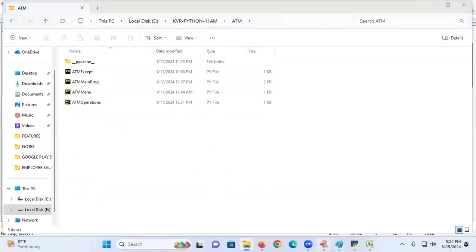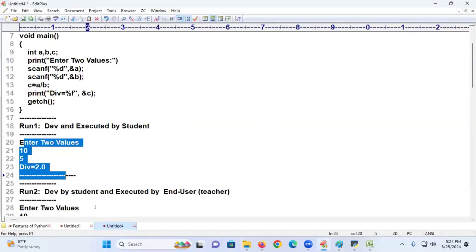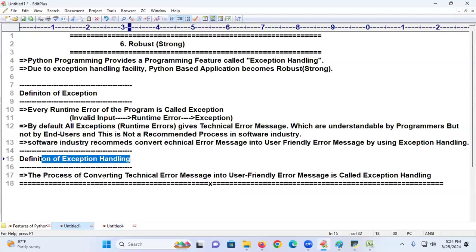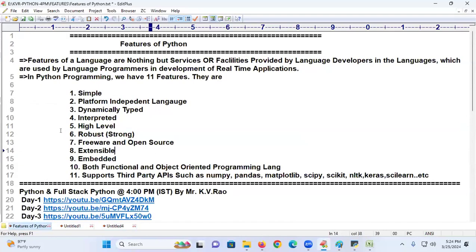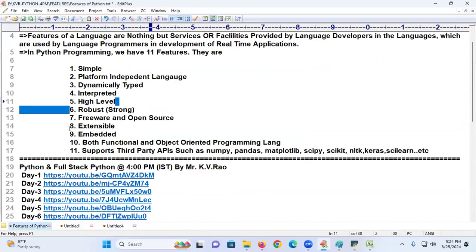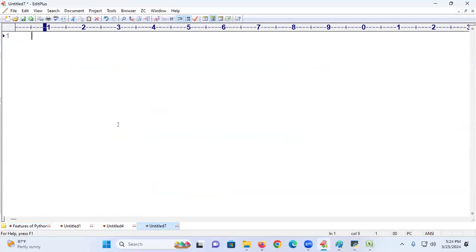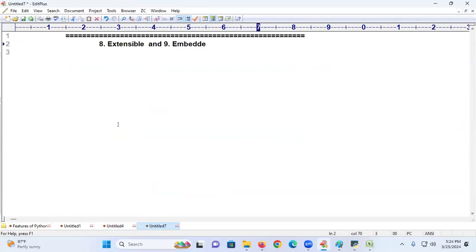I think today you understand the feature called what? Robust. Is it clear? Next up. So we understand what is robust. Now I'm talking about easy things called what? Extensible. What do you mean by extensible? I'm going to tell you. And embedded, one more also I will explain. Both of them are very simple. Embedded as well as what? Extensible. Easy, within 2 minutes.